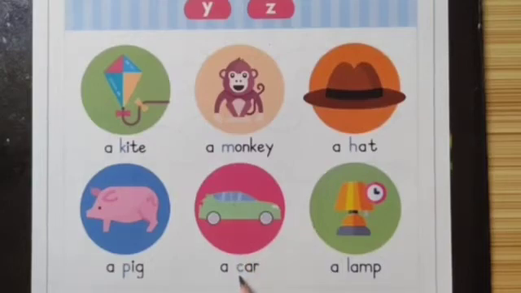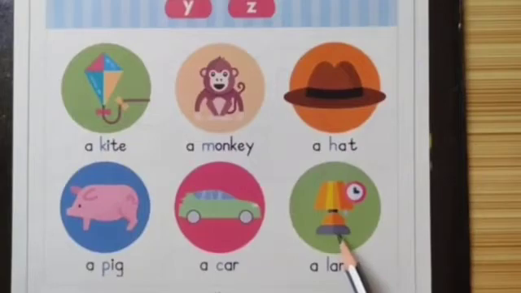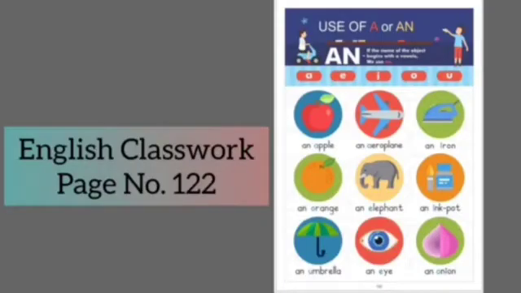Next picture is of a car, and the first letter of car is C. C is a consonant, so you can see here A is written as A is a very good friend of C. Next picture is of a lamp. The first letter of lamp is L. L is a consonant, so you can see here A is written because A is a very good friend of consonant L.